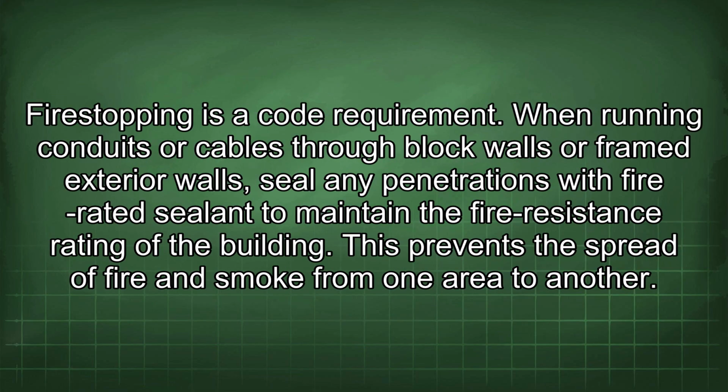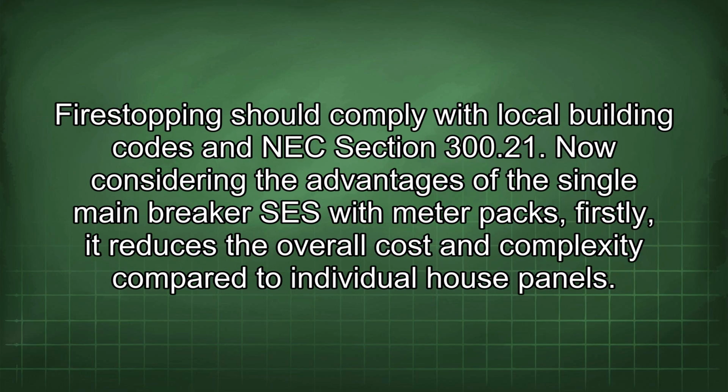Fire stopping is a code requirement. When running conduits or cables through block walls or framed exterior walls, seal any penetrations with fire-rated sealant to maintain the fire resistance rating of the building. This prevents the spread of fire and smoke from one area to another. Fire stopping should comply with local building codes and NEC section 300.21.